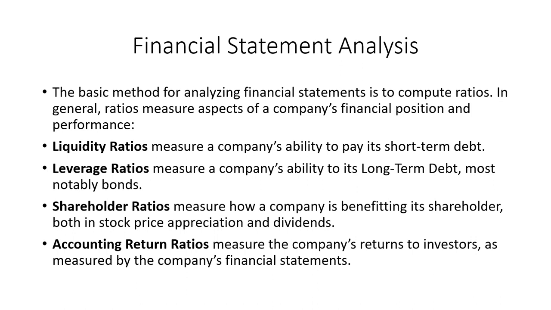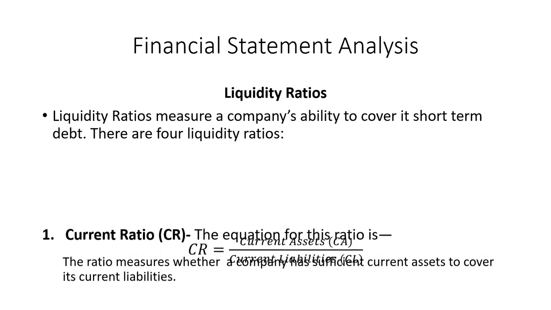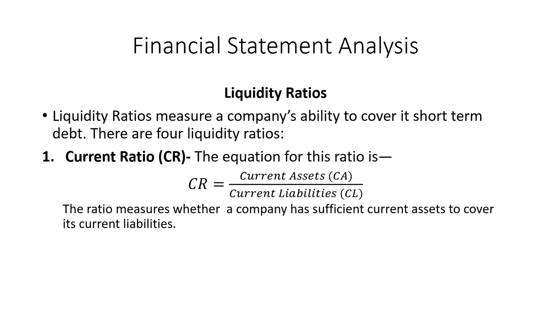Okay, in this video, I'm going to do liquidity ratios, and then I'm going to do leverage ratios in another video, and shareholder ratios, and finally accounting return ratios. And we'll use Pfizer as our example. Liquidity ratios, there are 4 liquidity ratios. The first one is the current ratio. The equation for this ratio is current assets over current liabilities.